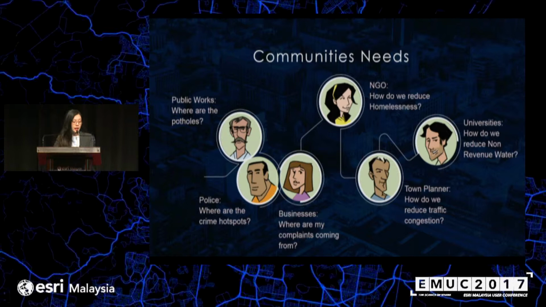Let's start by looking at some of the community needs. For example, someone from public works would like to know where the potholes are and the status of the repair. We have someone from the police department who would like to map the crime hotspots so that they are able to efficiently deploy their resources. We also have someone from businesses and enterprises who addresses complaints and would like to know where all the complaints are coming from. We have someone from the town planner in the city council who is working on reducing traffic congestion.